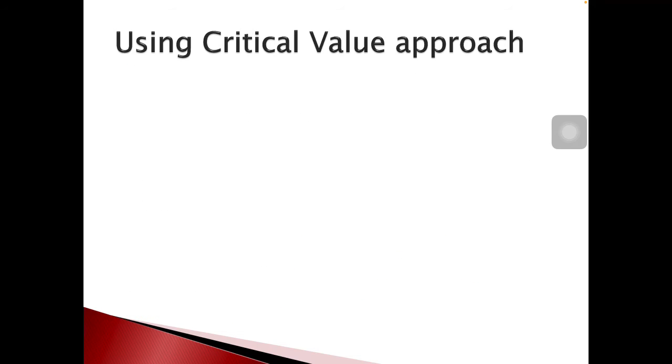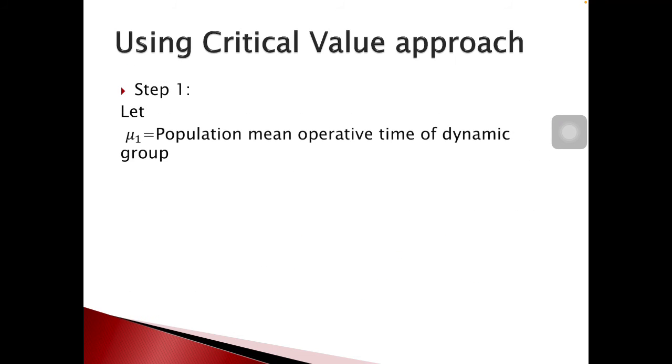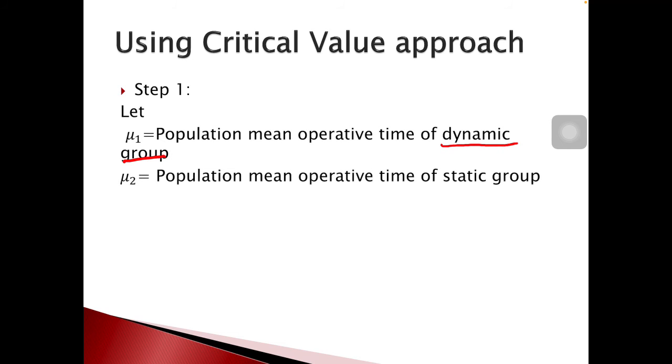So let us use the critical value approach. Step 1, you mention what your null hypothesis and alternative hypothesis are, but before that you have to mention what x1, x2, mu1, mu2 are. x1, x2 I mentioned on the last slide. So I suppose that mu1 equals the population mean operative time of the dynamic group and mu2 the population mean operative time of the static group. So now my null hypothesis is mu1 equals mu2.